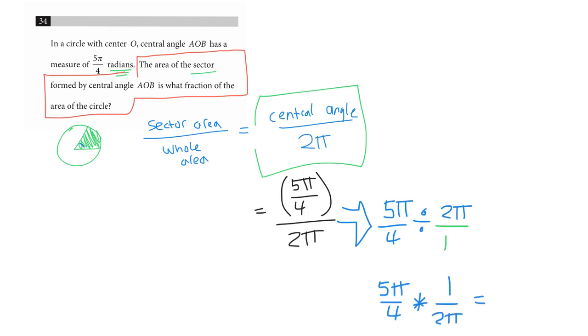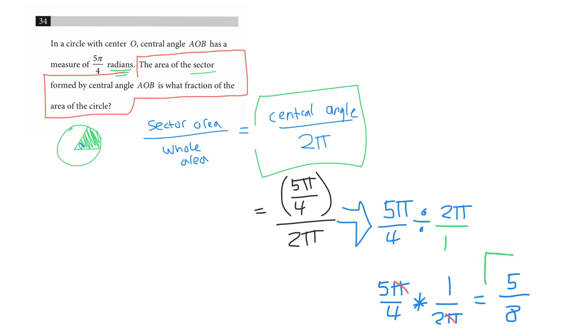Now, when we do that, it so happens that we have some lovely cancellations. The pi's cancel, right? These cancel. And nothing else. 5 does not cancel with 2. 5 does not cancel with 4. 1 does not cancel with 4. So we're stuck with the rest of it. So 5 times 1 is just 5. And 4 times 2 is just 8.